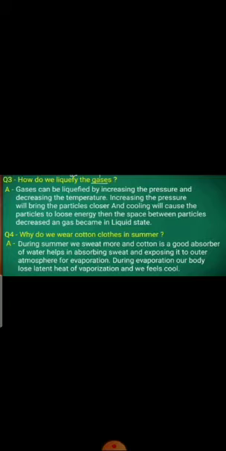Next question, how can we liquefy gases? This topic we have already understood: on increasing the pressure and decreasing the temperature, we can convert one state into another. Here we are taking the example of gas. On applying pressure and decreasing the temperature, the gas particles come closer and lose energy, the space between the particles decreases, and the gas can easily be compressed into the liquid state. So by increasing the pressure and decreasing the temperature, we can convert one state into another state.